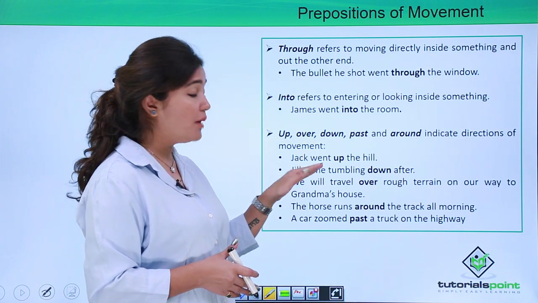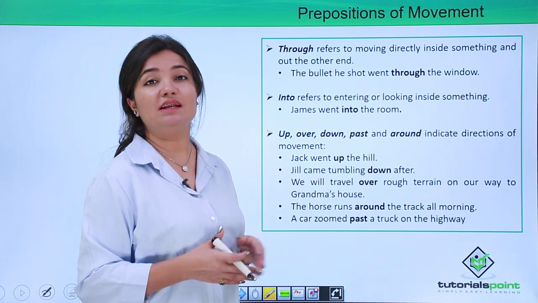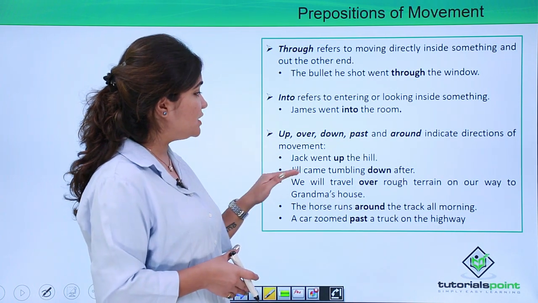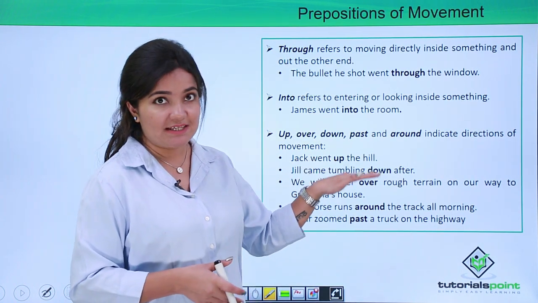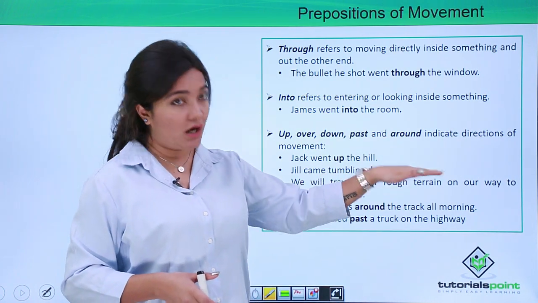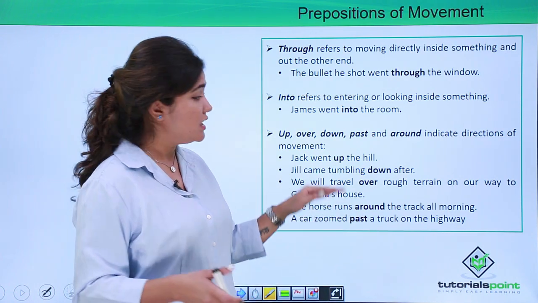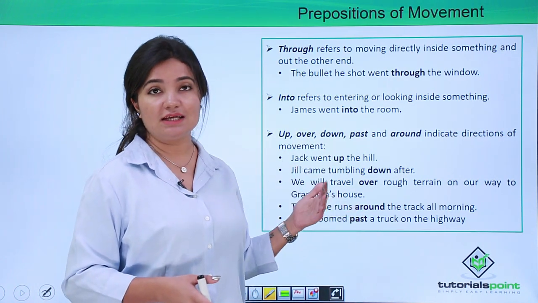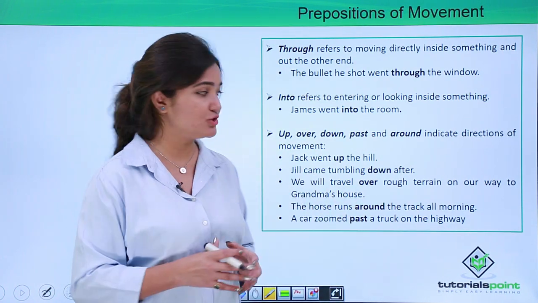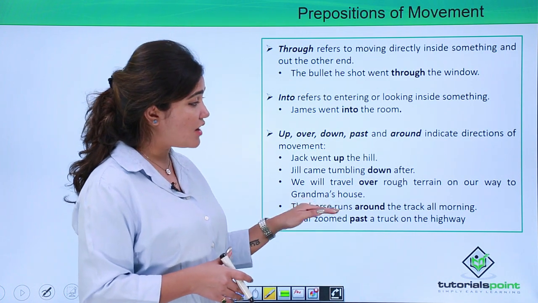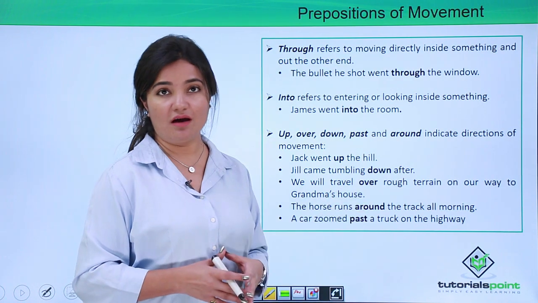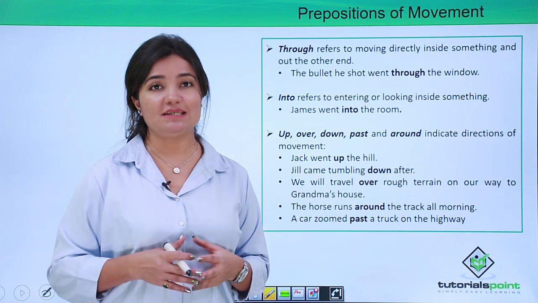Now, Jack went up the hill. So here it is not only telling you movement, it is also telling you about the direction. Jill came tumbling down after, or we will travel over rough terrain on our way to grandma's house, right? So all these words here are telling you about the movement, and also about the direction of movement. The horse runs around the track all morning. A car zoomed past a truck on the highway. So all of these words indicate movement.